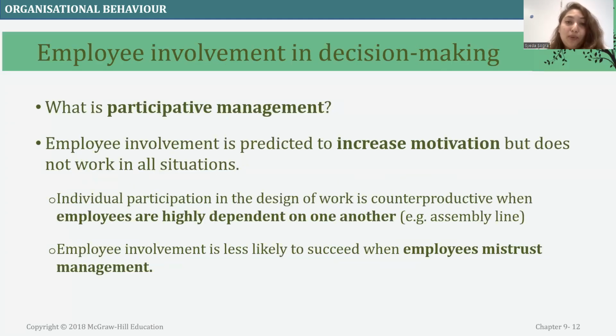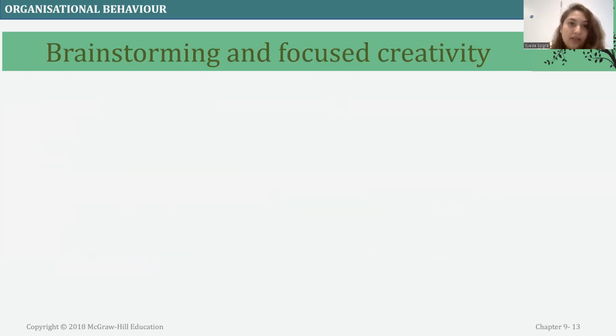If you involve employees in decision making, this makes participative management. It is predicted to increase motivation, but does not work in all situations because individual perception is involved. It is counterproductive when employees are highly dependent on one another in the design of work. Whereas employee involvement is less likely to succeed when employees mistrust the management.